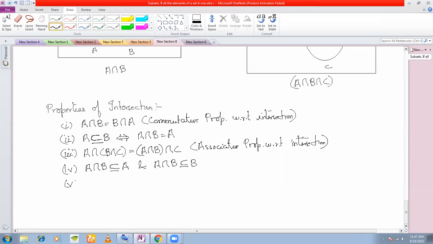The next property is that A intersection the null set will always be equal to the null set.